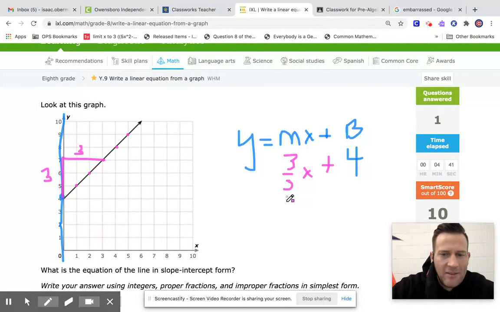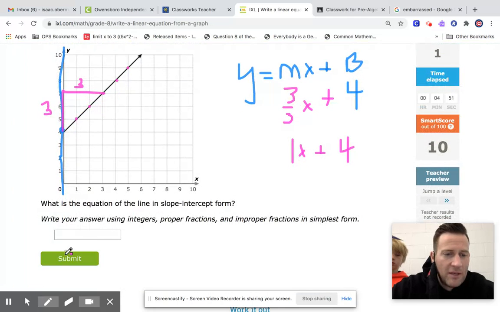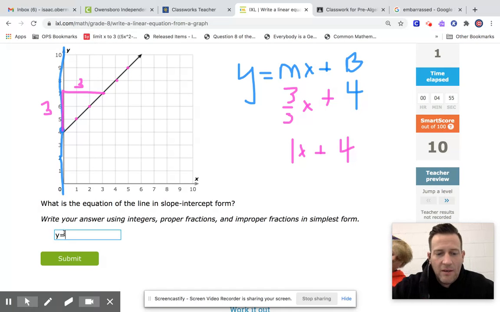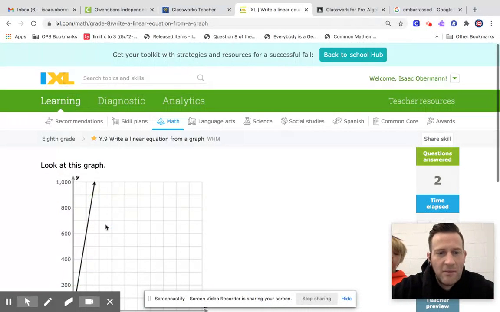Now I do need to simplify 3 over 3. 3 over 3 simplifies to 1. So I'm going to actually leave it as 1x plus 4. And there it is. So I can put that into my equation here: y equals 1x plus 4. And I get to jump to another one.